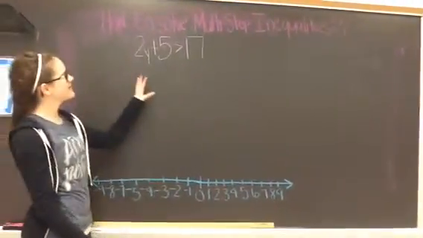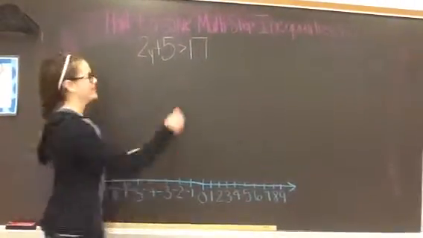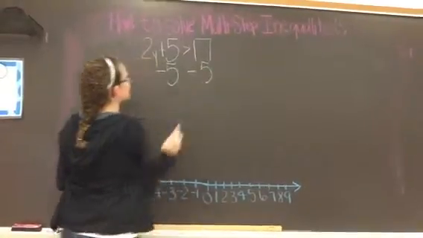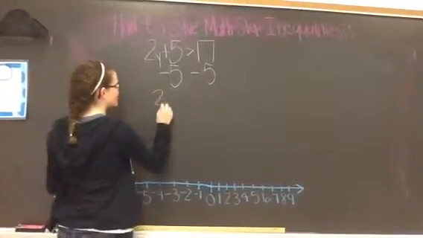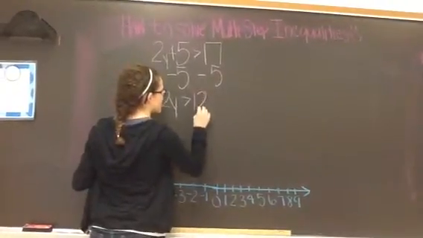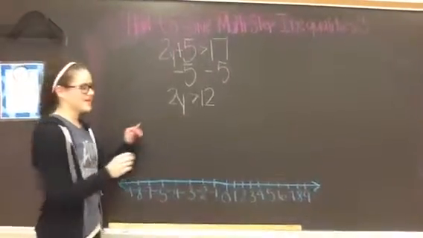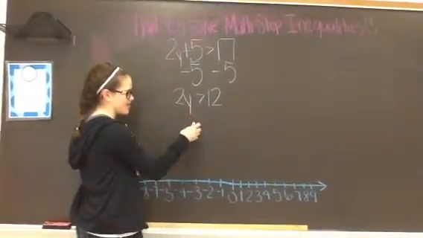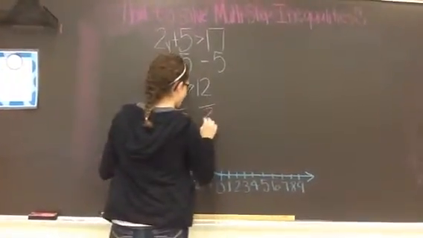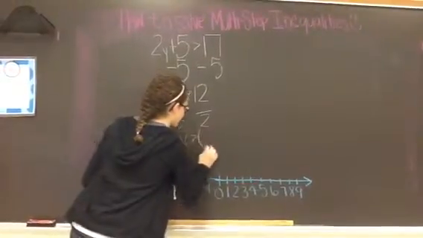Okay, so to start, the first step that you have to do is subtract the 5 from both sides. After that, you're left with 2y is greater than 12. So now you have to separate the y from the 2. You're going to do division because they're attached by multiplication. So then that leaves you with y is greater than 6.